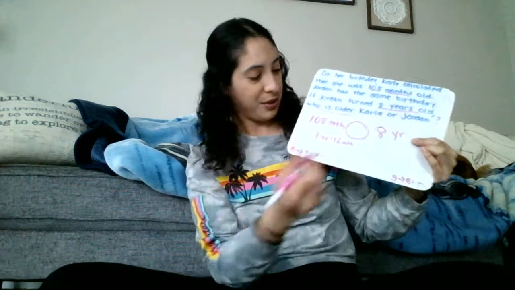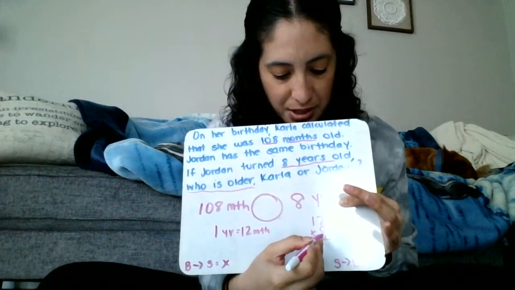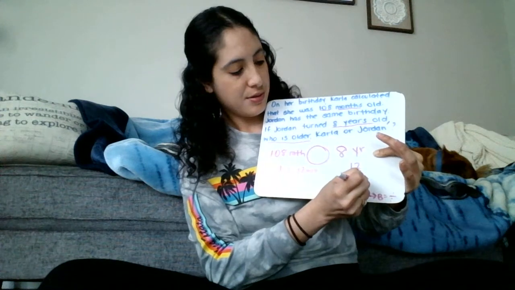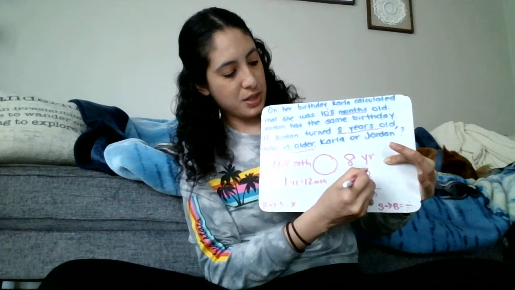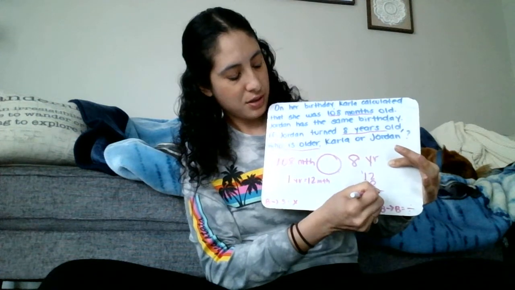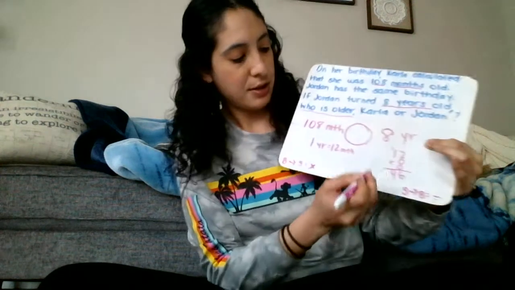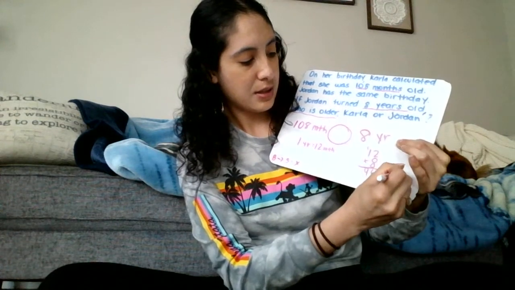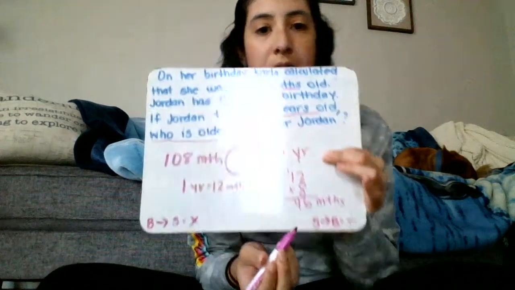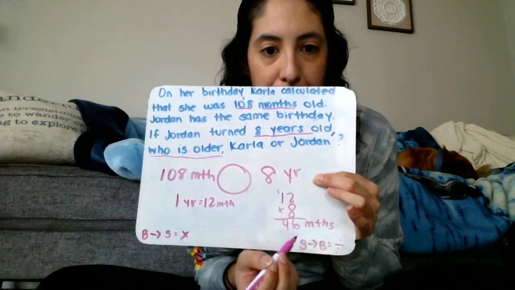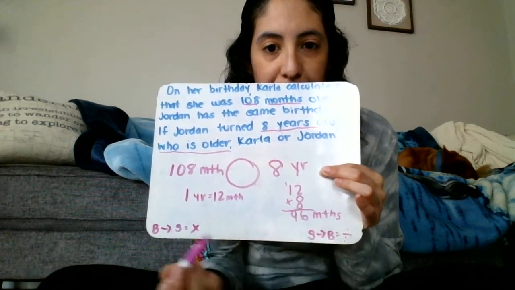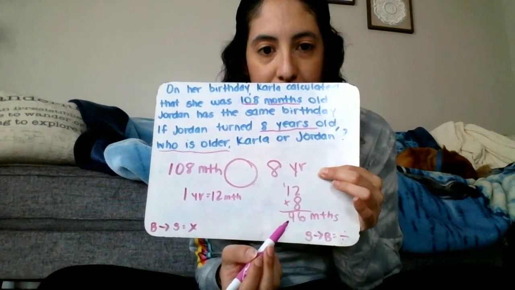So if you know your 12s, great, you know it already. But for those who don't, 12 times 8. So 2 times 8 is 16. You carry the 1. And then 8 times 1 is 8 plus 1 more is 9. So now I have 108 months versus 96 months. Which one is bigger? 108 months or 96 months?